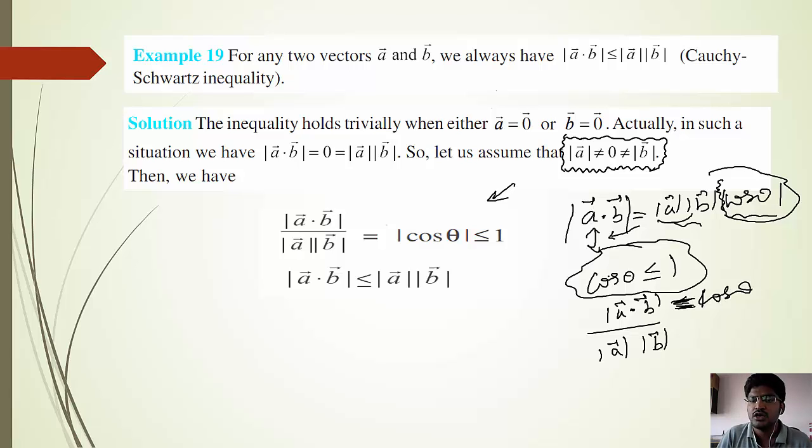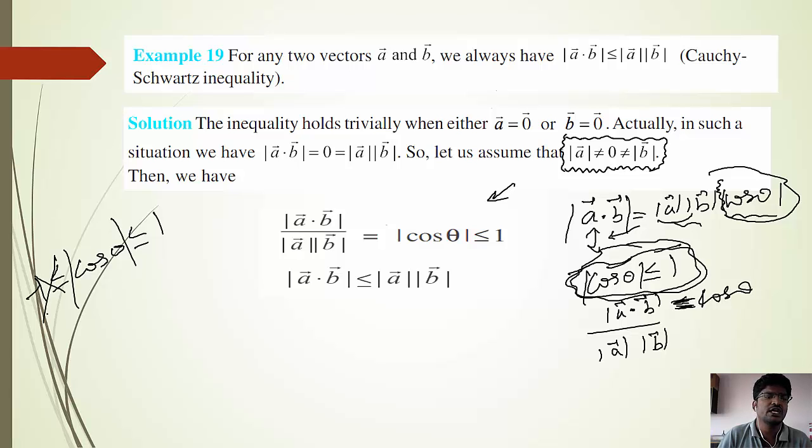But mod of cos theta is always lesser than or equal to 1, because cos theta has a range of -1 to +1. If I apply mod, the negative term will get cancelled. Clear? So mod of cos theta is lesser than or equal to 1. That's why in the place of this mod cos theta I will write 1. So therefore what you are going to have: mod of a dot b is lesser than or equal to mod of a into mod of b.